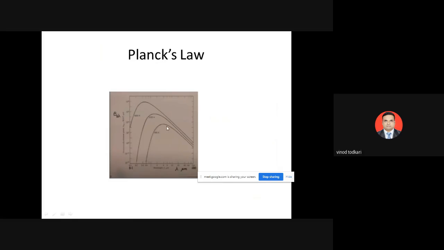He simply studied Planck's distribution and he obtained an equation involving lambda m. Now see, this peak location, if you plot on the x-axis, is called lambda m. What is lambda m? The wavelength at which emissive power is maximum. Lambda m doesn't mean maximum wavelength. Lambda m means the wavelength at which emissive power is maximum.